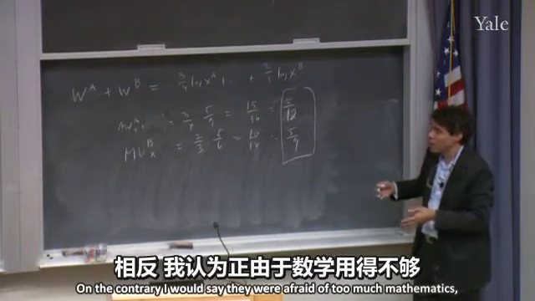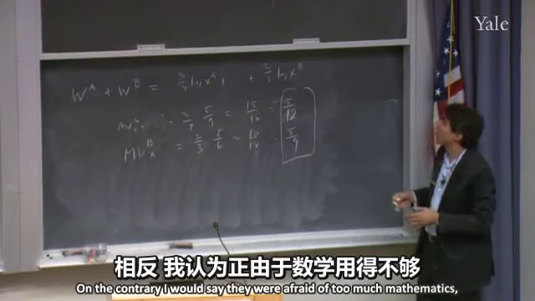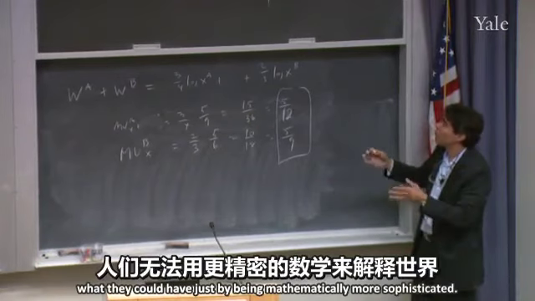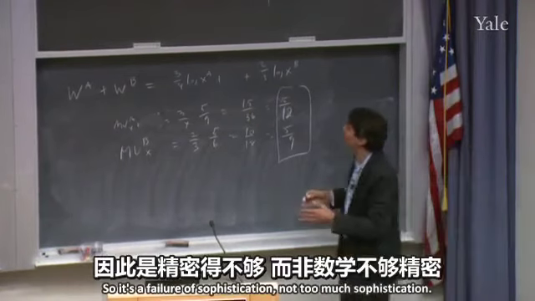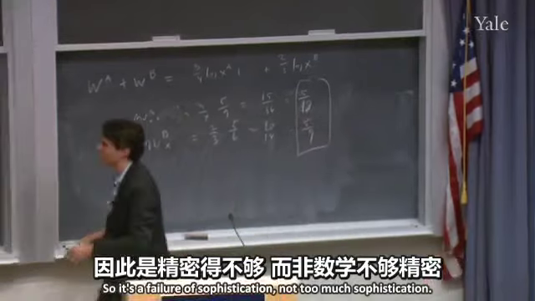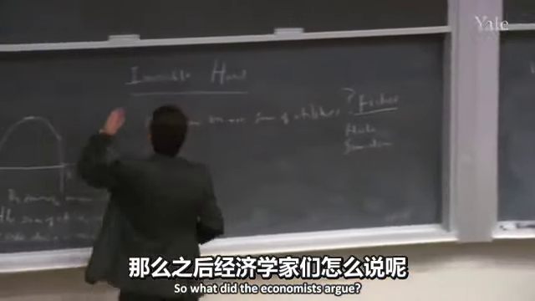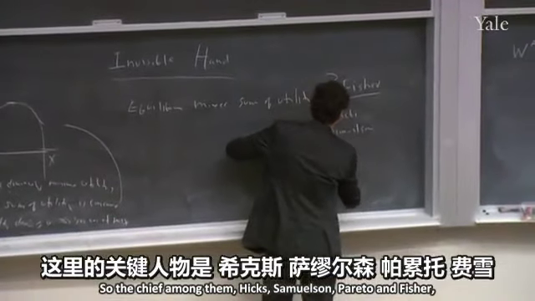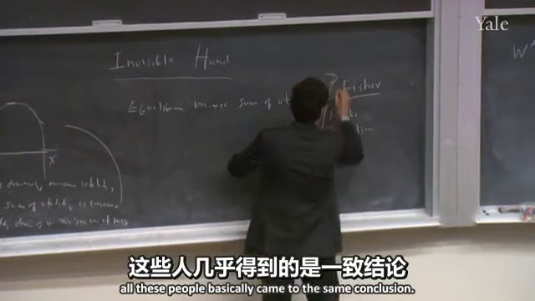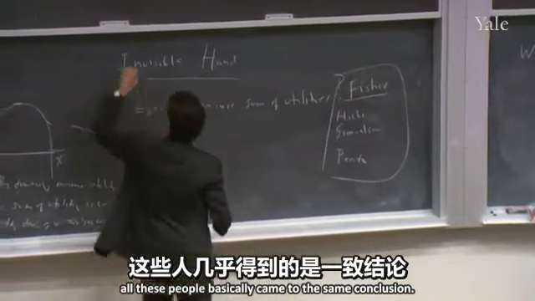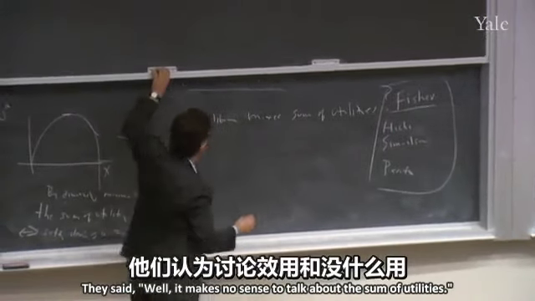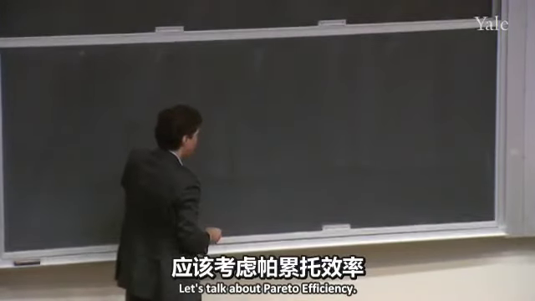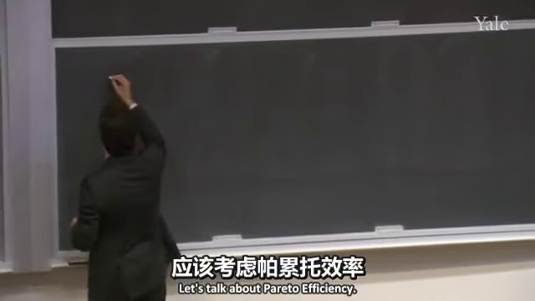On the contrary, I would say they were afraid of too much mathematics, and by looking too narrowly, they didn't realize what they could have just by being mathematically more sophisticated. So it's a failure of sophistication, not too much sophistication. So what did the economists argue? The chief among them, Hicks, Samuelson, Pareto, and Fisher, all these people basically came to the same conclusion. They said, well, it makes no sense to talk about the sum of utilities. Let's talk about Pareto efficiency.